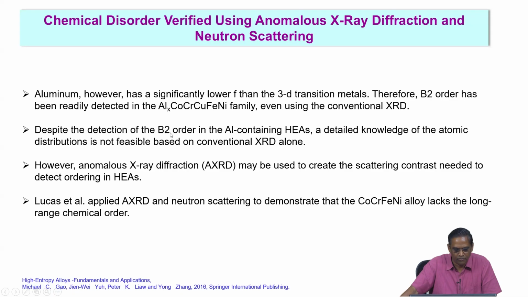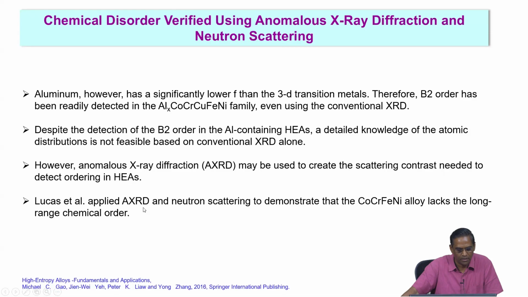Despite the detection of B2 order in aluminum containing high entropy alloys, a detailed knowledge of the atomic distribution is not feasible based on the conventional XRD data. So, people use something called anomalous X-ray diffraction. It may be used to create the scattering contrast needed to detect ordering in high entropy alloys. What is this anomalous X-ray diffraction?